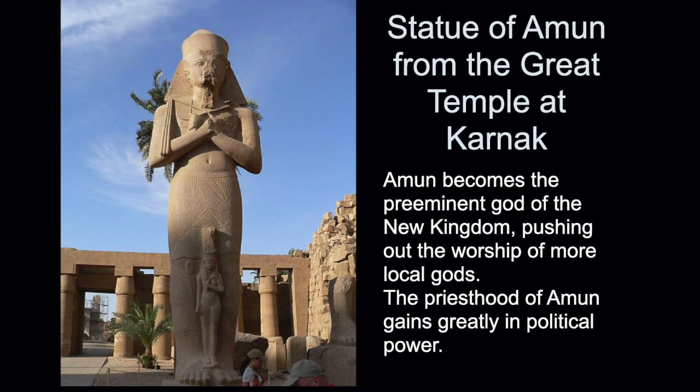At the end of the Middle Kingdom, the god Amun starts to rise in prominence, and by the time we get to the New Kingdom, Amun is the god, for the most part. We're going to spend the rest of this lecture talking about this one temple complex at Karnak, which is actually across the river from Mentuhotep's little tomb that we looked at earlier.